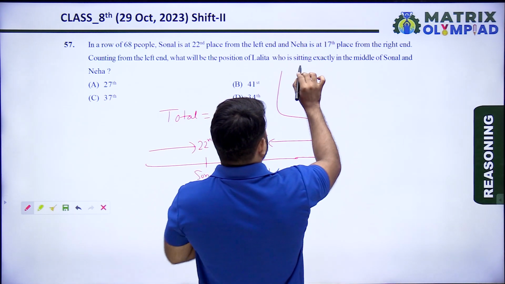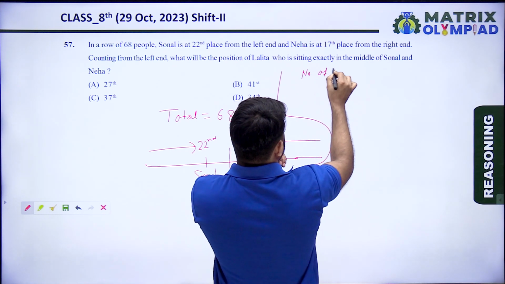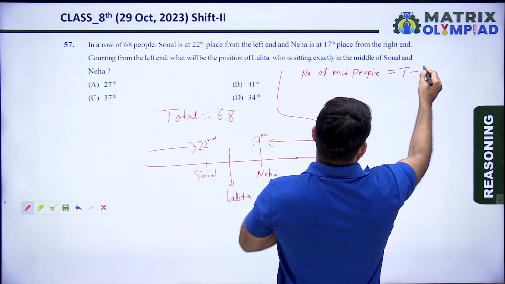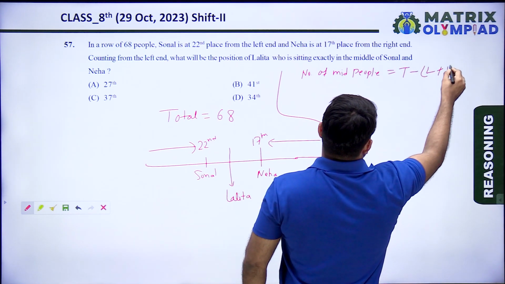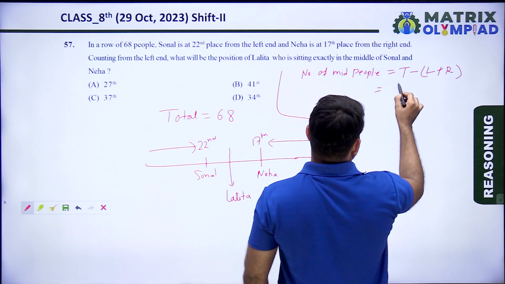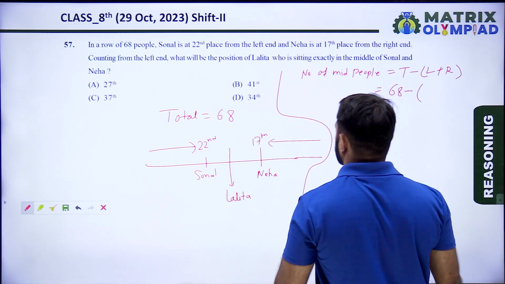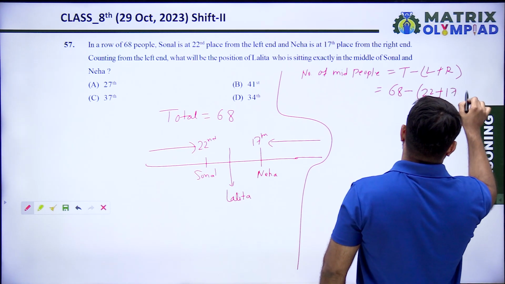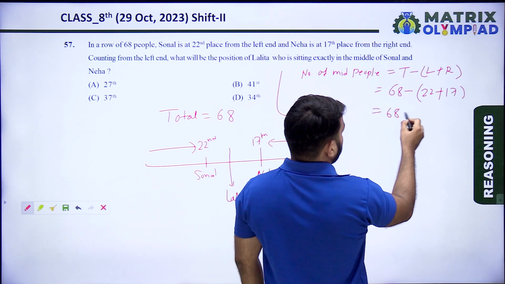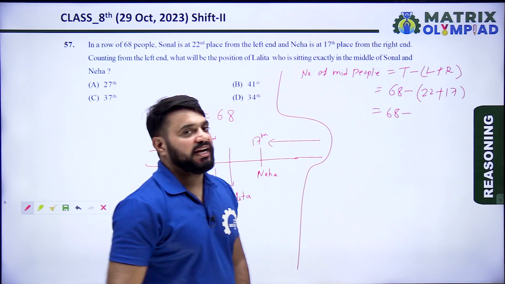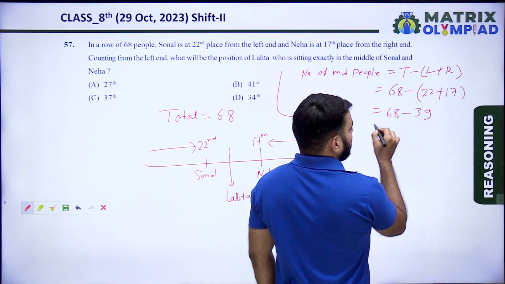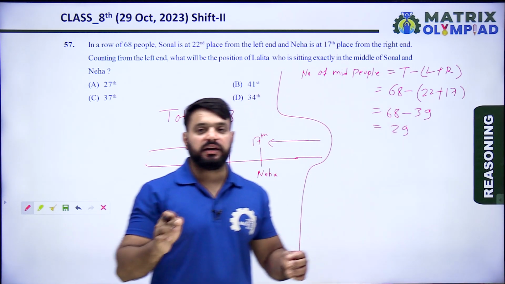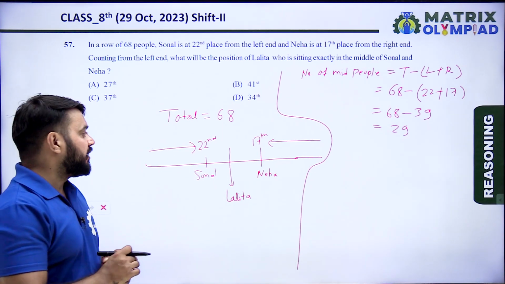So the number of people in the middle is equal to total minus left plus right. Here total is 68 minus left position of Sonal, 22, plus right position of Sonal, 17. So 68 minus 22 plus 17 means 39. So 68 minus 39 means 29. So there are 29 people between Sonal and Neha.